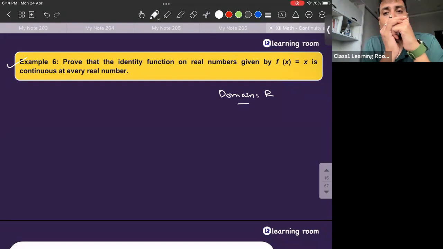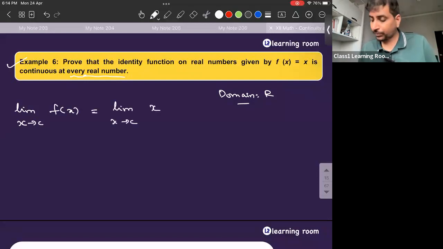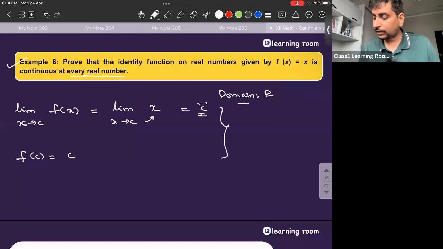So f of x is equal to x is continuous at every real number. That's why they said at every real number. So limit x tends to c of f of x is going to be equal to limit x tends to c of x. So if you put c here, it is going to be c. Right. Now tell me, what is f of c? F of c is also going to be equal to c. So what can you conclude from this? That the identity function is continuous on every part of its domain.